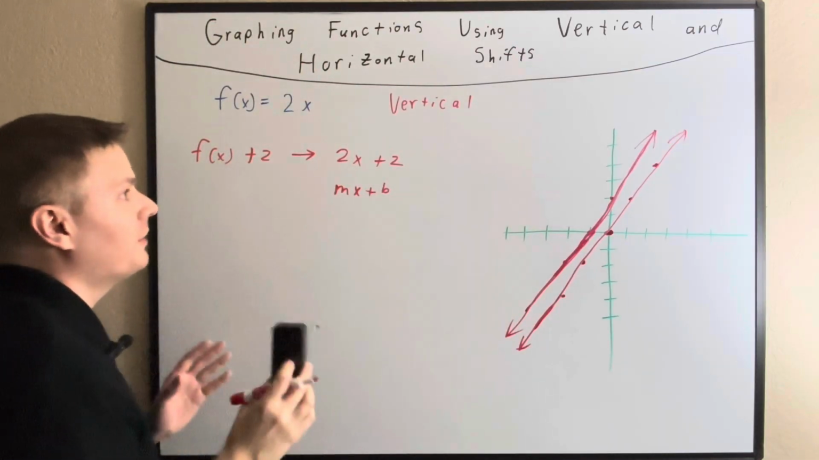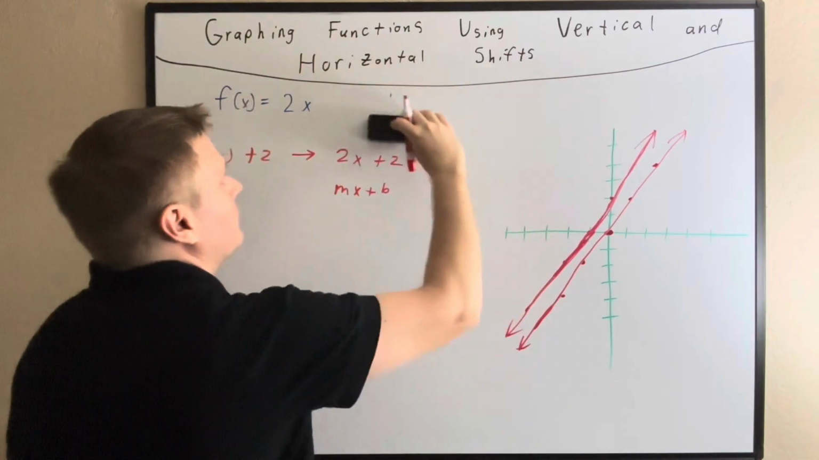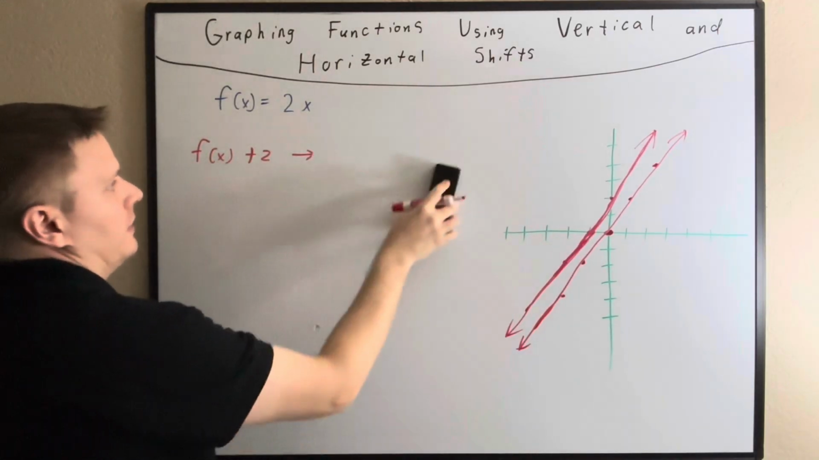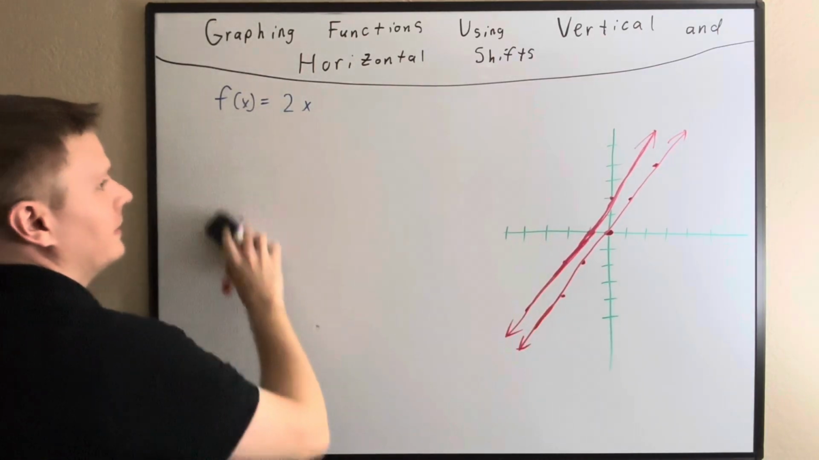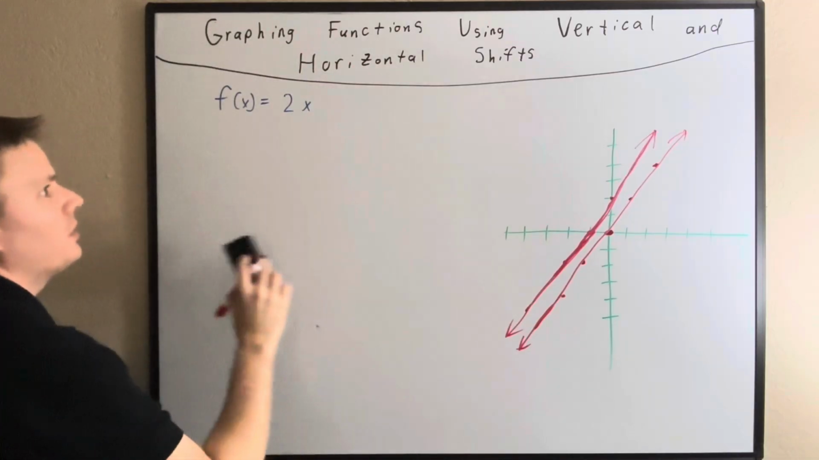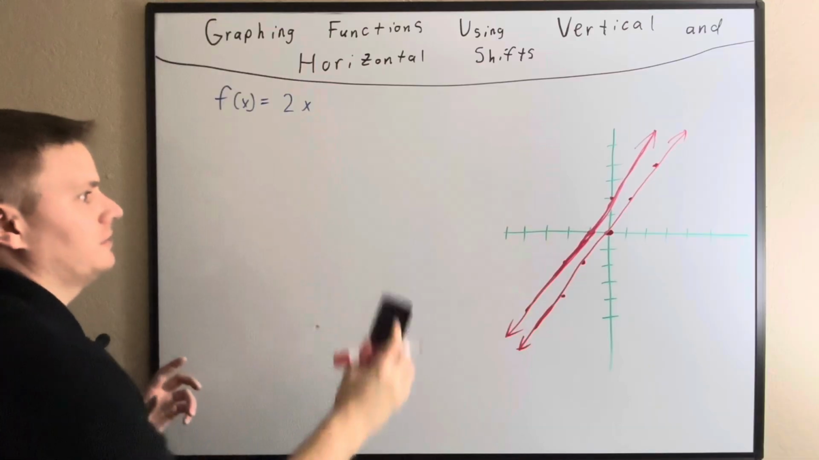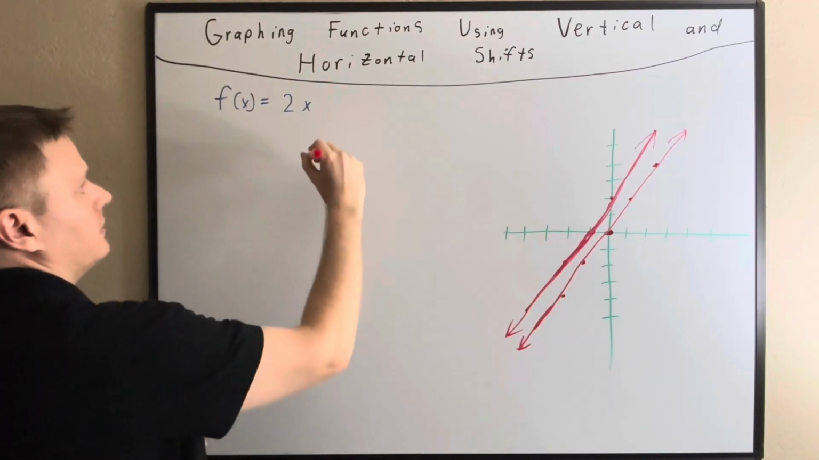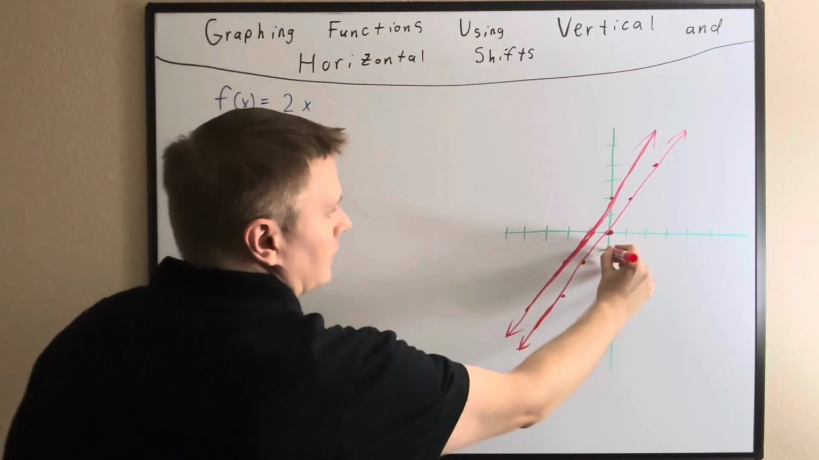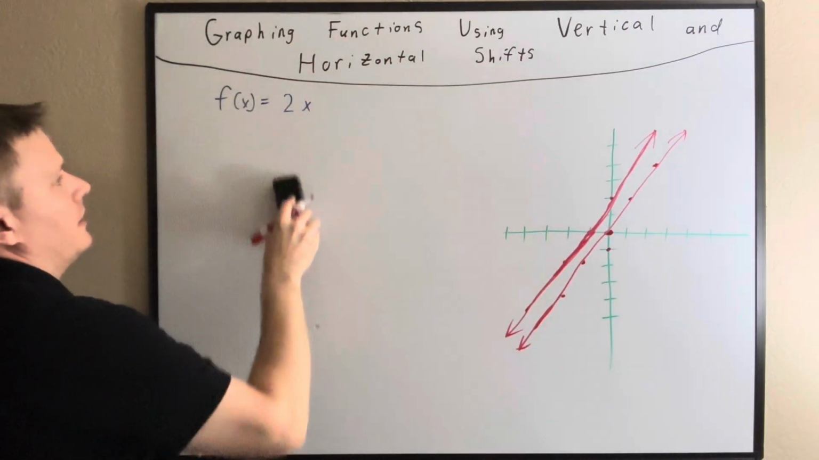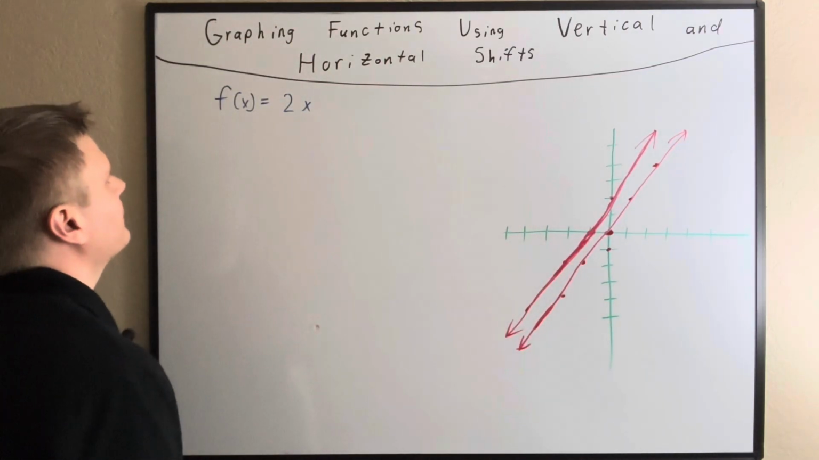The horizontal part is always getting people confused, including me sometimes. How do we shift this horizontally? We already know it goes up and down very easily. We just add or subtract, right? We can subtract 1 and we just go down to here, right? Right there. That's simple. But how do we shift it left and right?